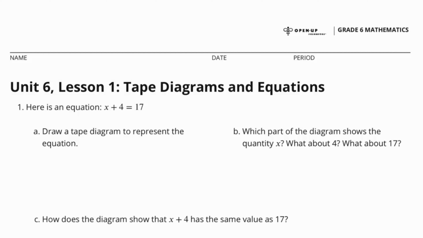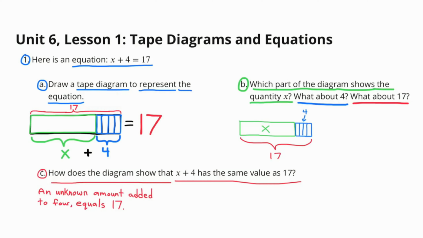Unit 6, Lesson 1, Tape Diagrams and Equations. Number 1. Here is an equation: x plus 4 equals 17. A. Draw a tape diagram to represent the equation. The green rectangle represents x, the four smaller rectangles represent 4, and together they represent 17.